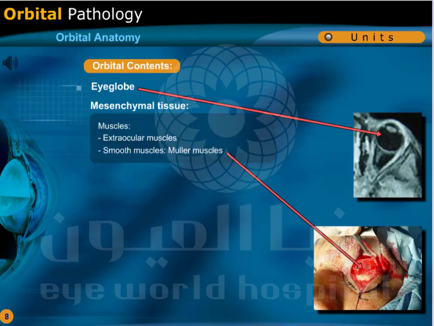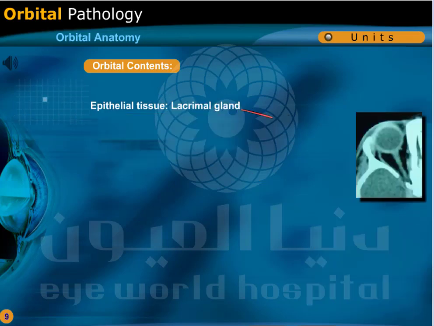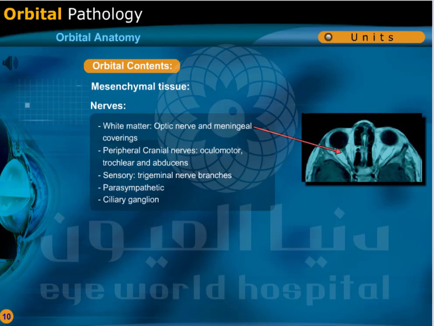Orbital contents: eye globe, mesenchymal tissue. Muscles include extraocular muscles and smooth muscles, Müller muscles. Epithelial tissue, lacrimal gland. Mesenchymal tissue. Nerves, white matter, optic nerve and meningeal coverings.